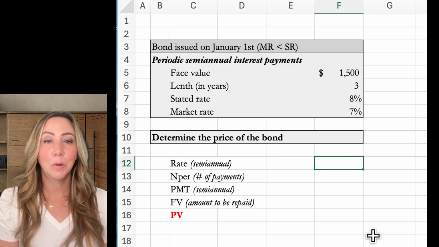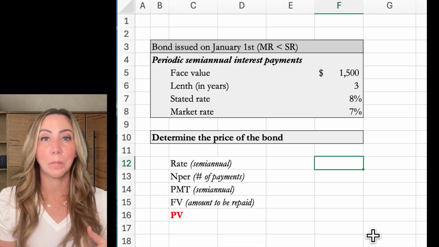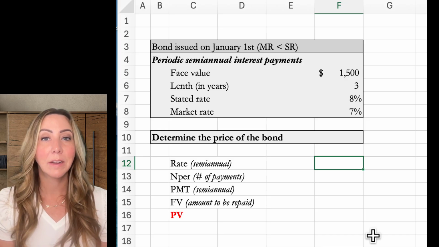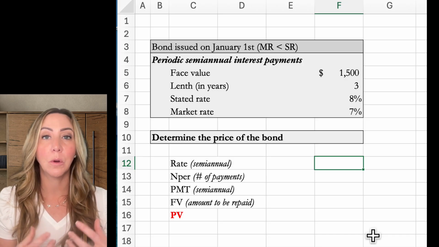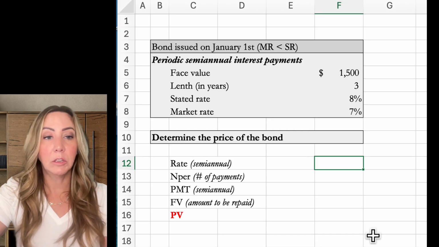All right, last example, we're going to do the same exact bond, except notice this time the market rate is less than the stated rate. So the market is demanding a rate of interest that's actually lower than what we're paying. So we're likely able to sell this bond for more than its face amount. So let's take a look.